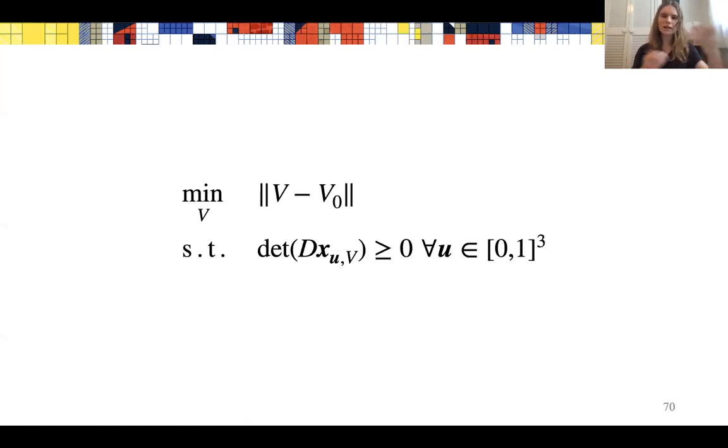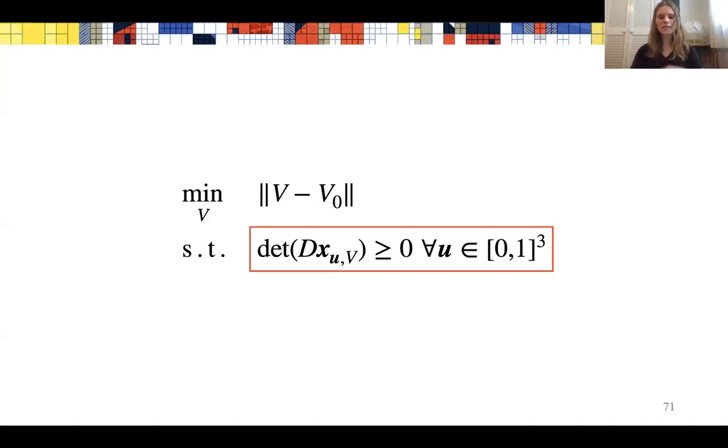And so we can do this with this optimization problem here, where V0 is the initial positions of the vertices, and we're trying to find a new position of these vertices such that we minimize the distance between this new position and the initial position, and so that the Jacobian determinant is positive everywhere in the hex. And notice here that the Jacobian determinant depends on the vertices V. All right, but this constraint is very difficult to enforce in practice.